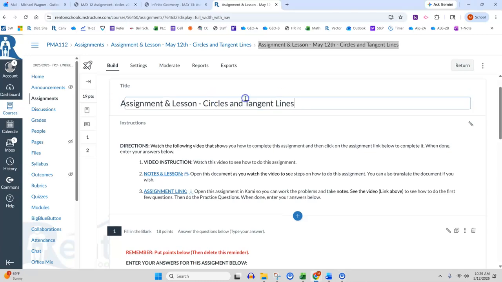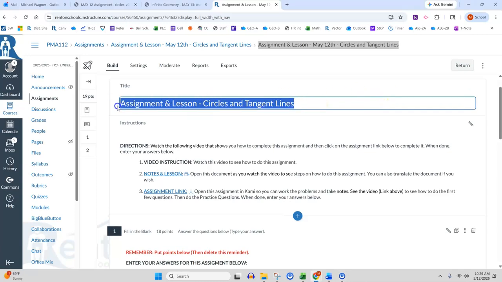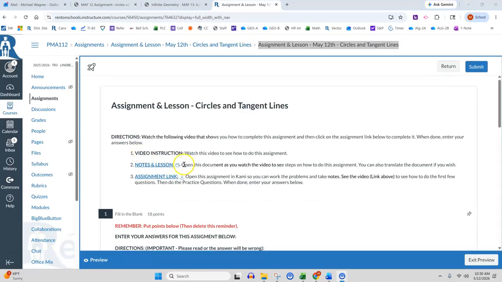Hello, today we are working on this assignment right here, circles and tangent lines. Okay, so let's go ahead and open this one right here. Let's open this document here, and this will help with some of the concepts.